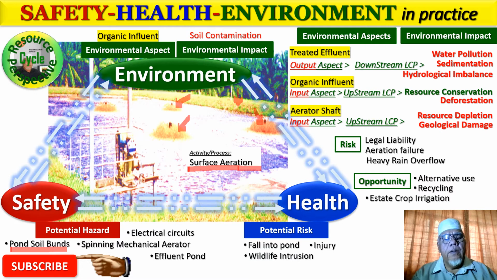And also electrical circuits are a potential hazard here. As you know, the power is applied to this place. It's all cables, wire, all sorts of wiring, and it is supposed to power the surface aerator blades so they are working. And the blades themselves, the mechanical system of the aerator, is itself a potential hazard. And of course the effluent pond, the entire effluent pond, is a potential hazard.